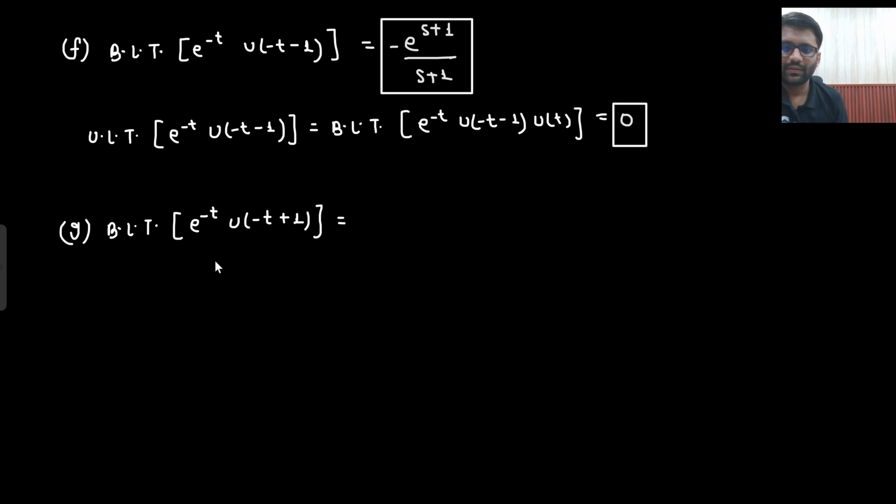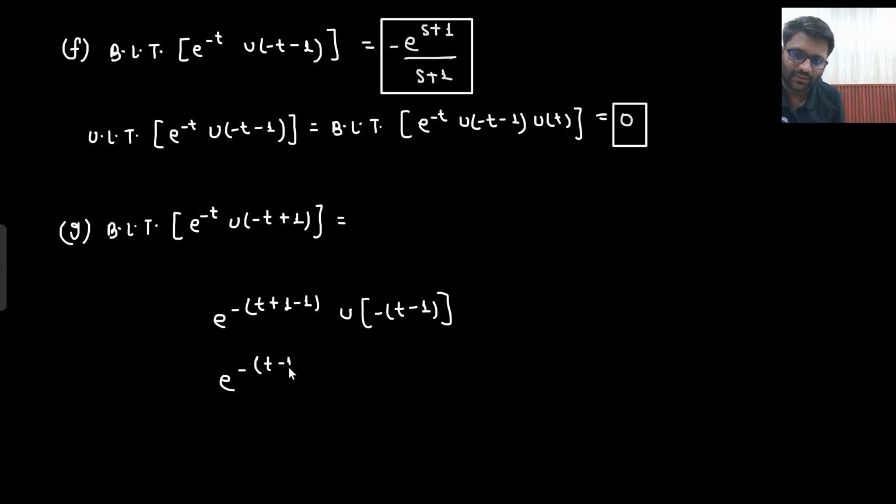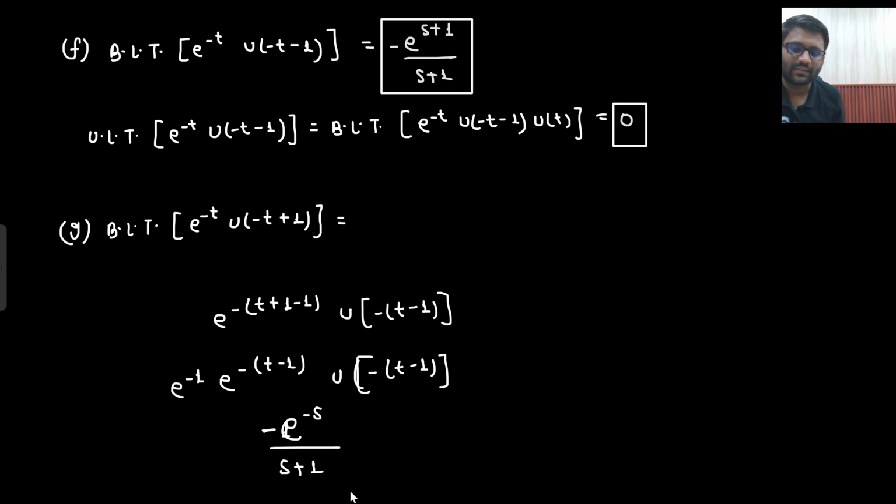So how will you do it? e to the power minus t plus 1 minus 1, and here u of minus t minus 1, right? So e to the power minus t minus 1, and then e to the power minus 1 will be outside, and u of minus t minus 1. So e to the power minus t u of minus t gives, with another negative sign, e to the power minus s. So minus e to the power minus s plus 1 divided by s plus 1. This is what we are getting. So minus e to the power minus s plus 1.